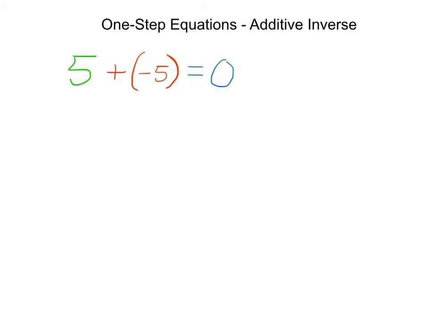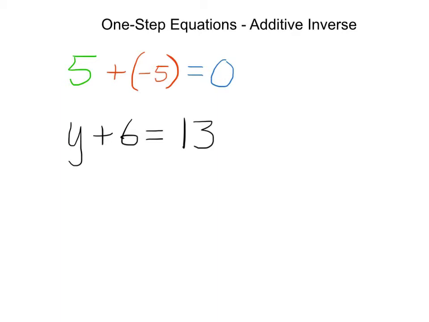So with a one-step equation, what we're looking at is we're trying to eliminate a constant so that we can find out what value a variable has. So for example, if I gave you the problem y plus 6 equals, and let's just pick some random number, let's say 13. Okay? So y plus 6 equals 13.